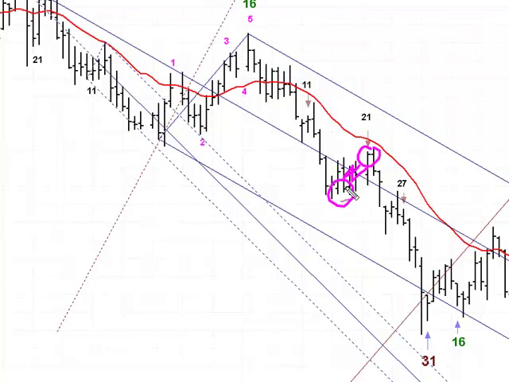So when I start the reverse count at this low and I count back to this previous high, it comes up with 16 bars. Then we go here and we do our forward projection. We count forward 16 bars, and it comes up right here. If you remember, that was also the 36th bar. So we have this cycle here and this cycle here coming up with the same projected reversal dates.